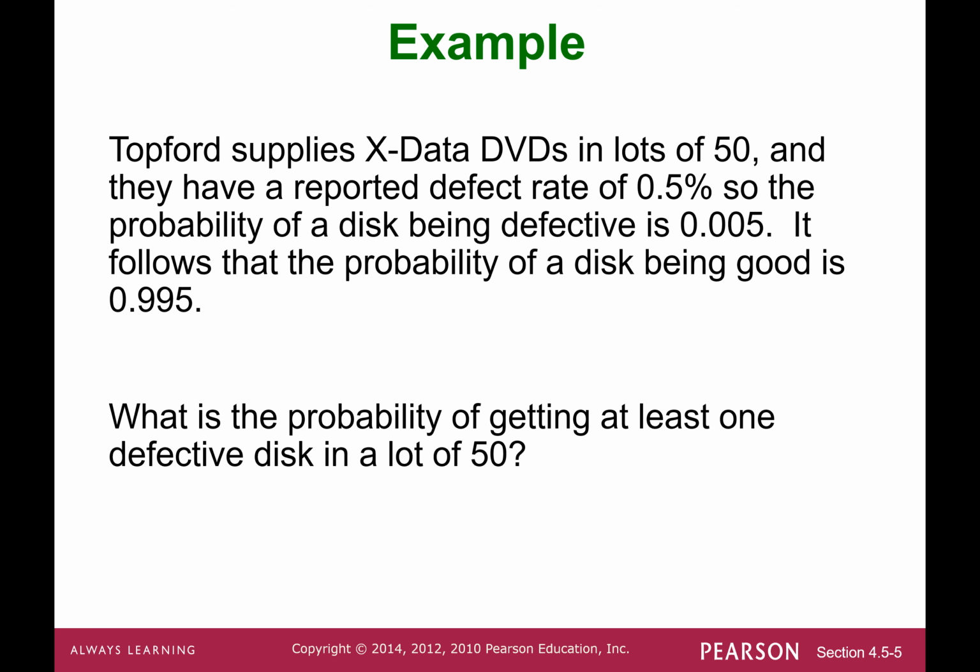And let's look at this example. Top 4 Surprises ships DVDs in lots of 50, and they have a reported defect rate of 0.5%. So the probability of a disk being defective is 0.005. It follows that the probability of a disk being good is 0.995. So what is the probability of getting at least one defective disk in a lot of 50?